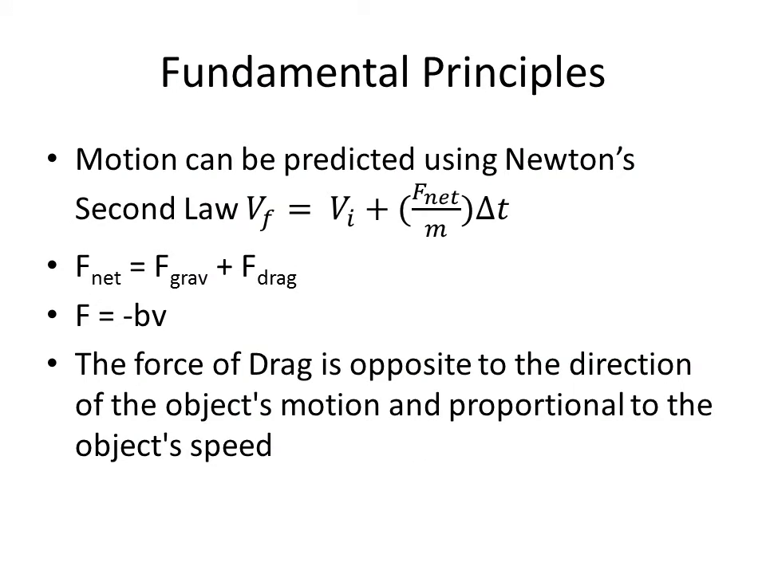To predict the motion and make the velocity and position update code, I used Newton's second law. The F-net of the falling objects was equal to the force of gravity plus the drag force. To model the drag, the principle F equals negative bv was used. It was also necessary to know that the force of drag is opposite to the direction of the object's motion and proportional to the object's speed.